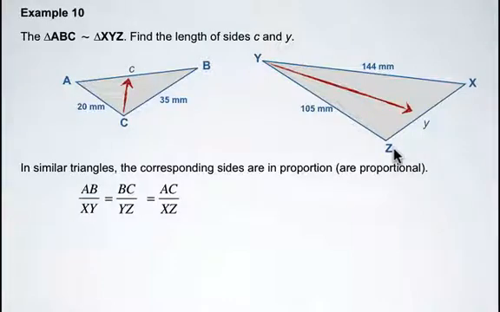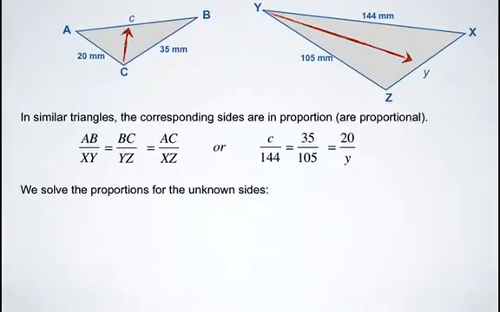Now we need to sub in the values or the unknowns that are given in the question. Knowing that side AB we'll call letter C, side AC is the value 20 millimeters, side BC is 35, and so on with the second triangle. Here are the values that we end up with. So we have this proportion of C over 144 equals 35 over 105, which equals 20 over Y. And again, check those values with the values that are given in the question.